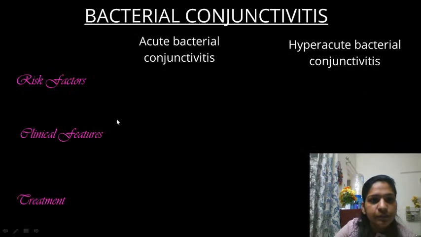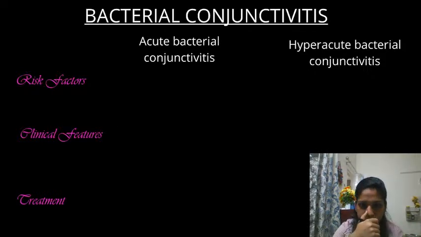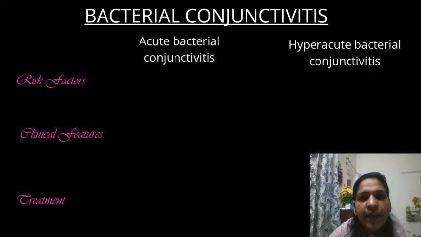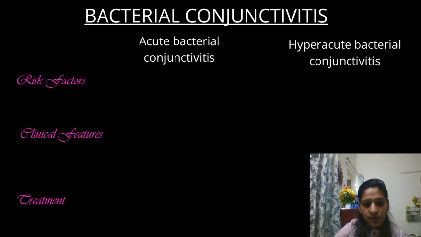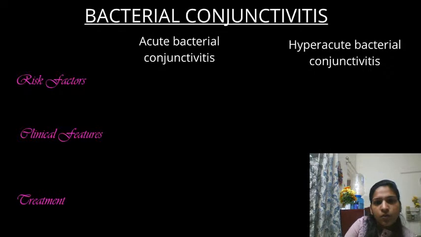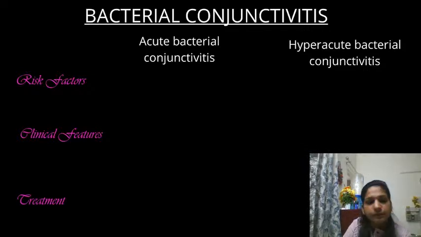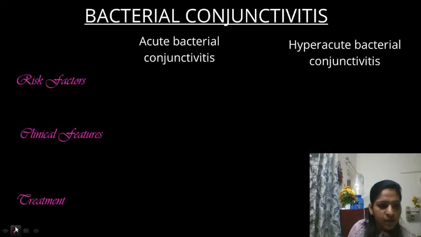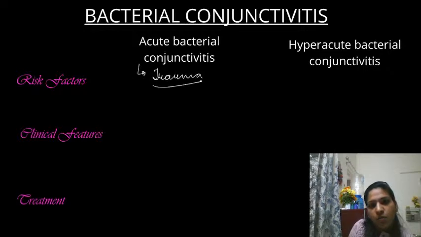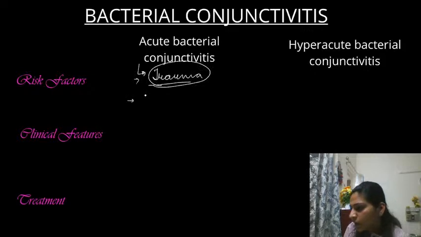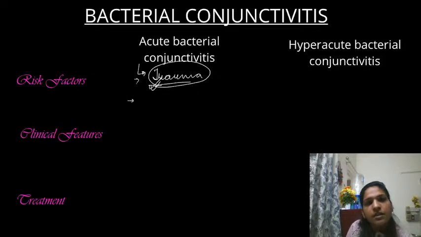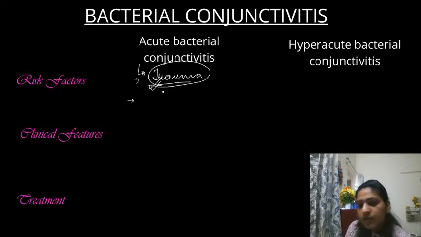Now coming on to bacterial conjunctivitis. In bacterial conjunctivitis we can have acute bacterial conjunctivitis and hyperacute bacterial conjunctivitis. Now you have to tell me the risk factors for acute bacterial conjunctivitis. It is trauma. Trauma is the main cause of acute bacterial conjunctivitis. Any underlying ocular disease also.